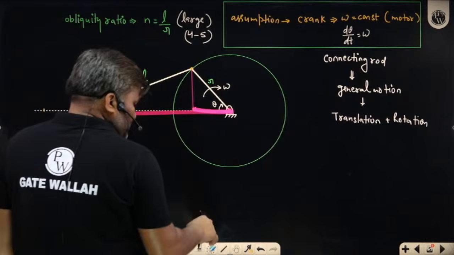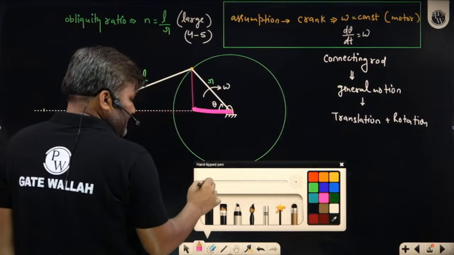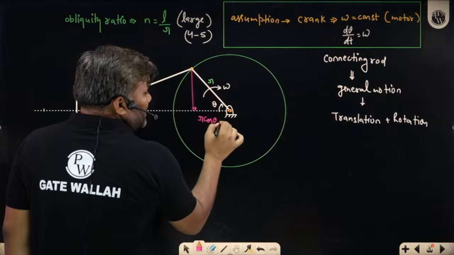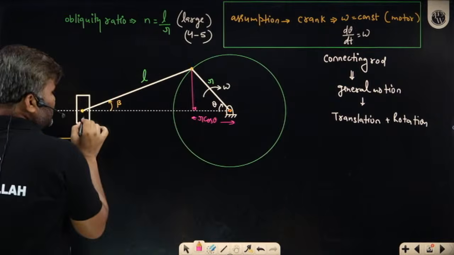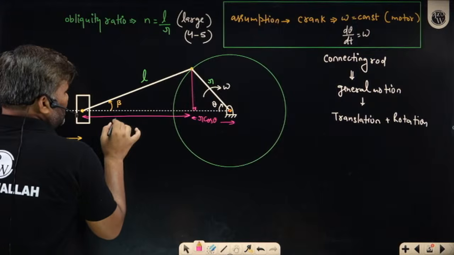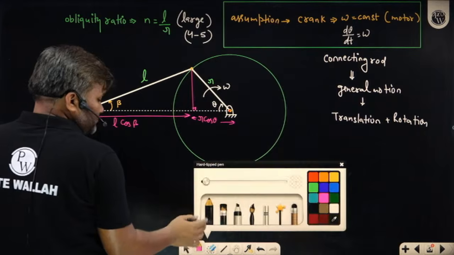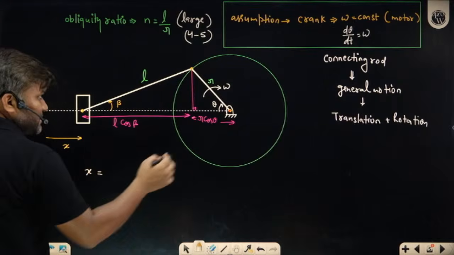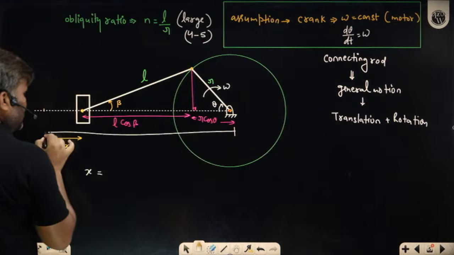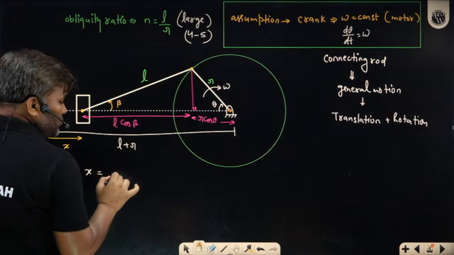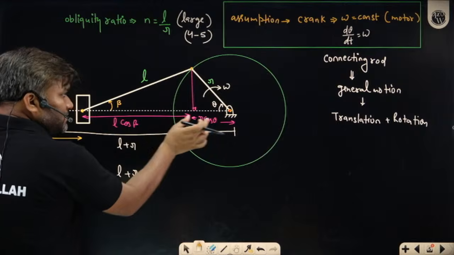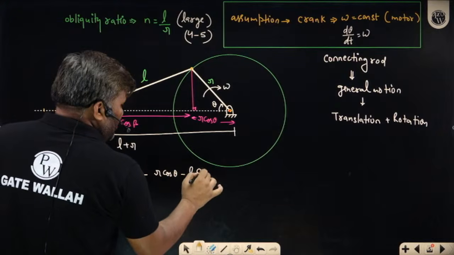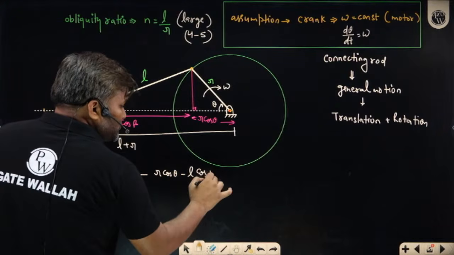And what is this value? Sir, it is R cos theta, this much. And what is this? Sir, this value is L cos beta. So ultimately what have you got? X I have got as the entire length from here till this point. This was L plus R. So x is L plus R minus this plus this, that is, L plus R minus R cos theta minus L cos beta.